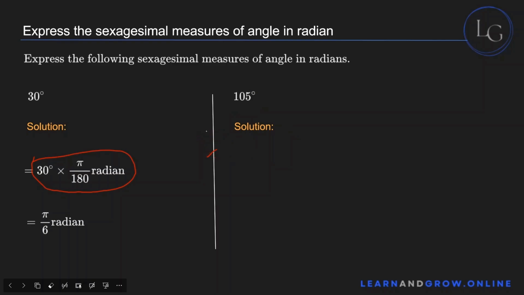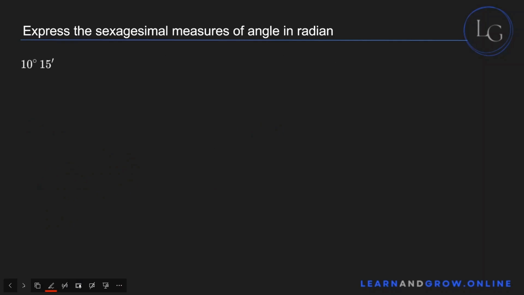Now we're given 105 degrees, and again we have to convert it into radians, so we use the same method, and basically we'll end up with 7 pi by 12 radians. Simple, really. Now we need to convert 10 degrees and 15 minutes into radians.